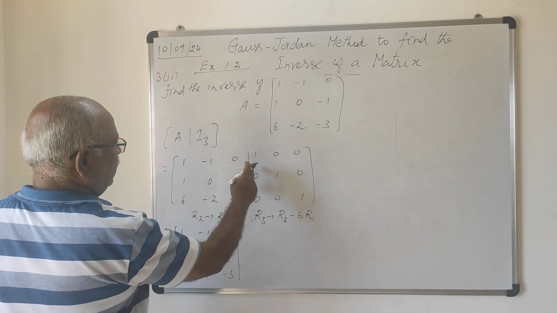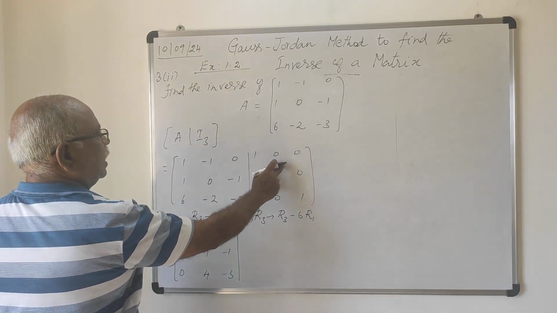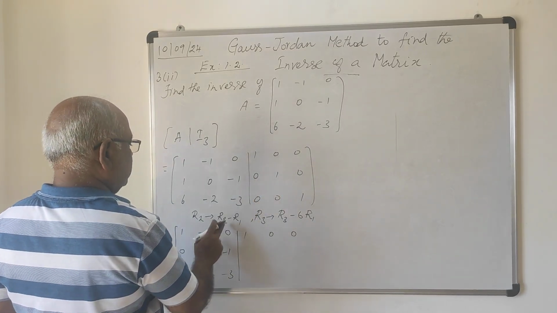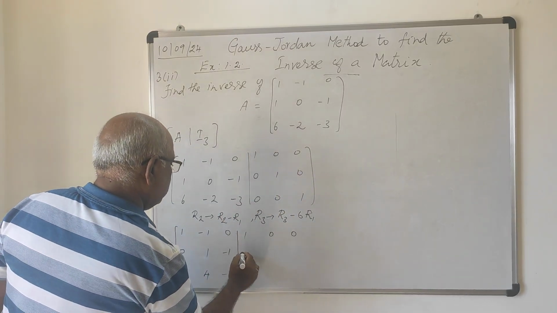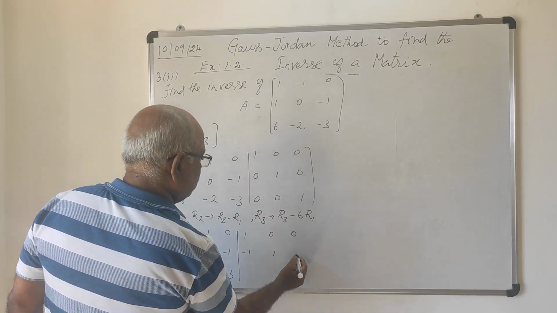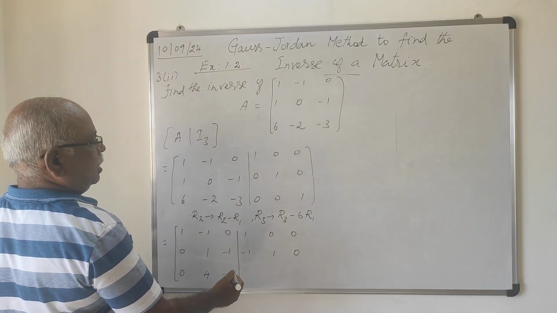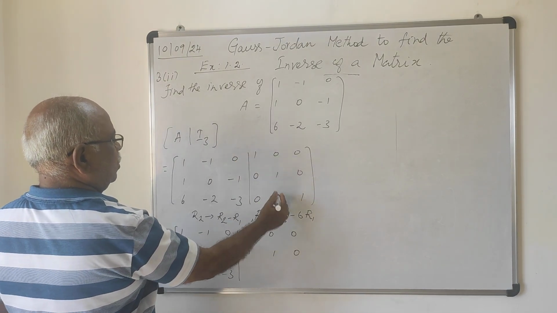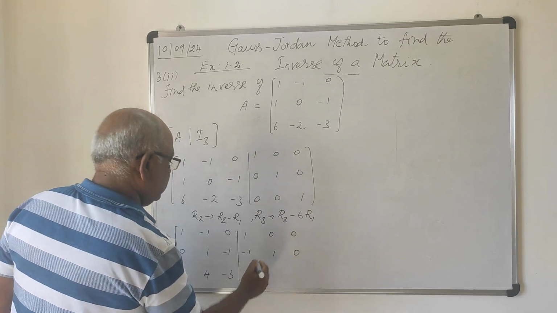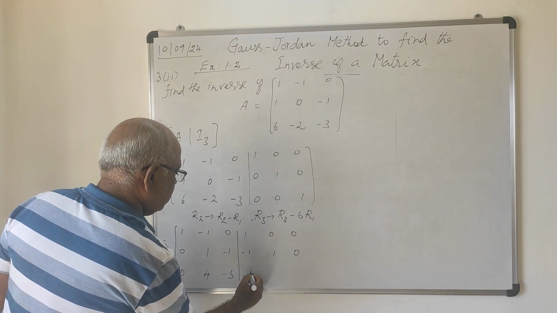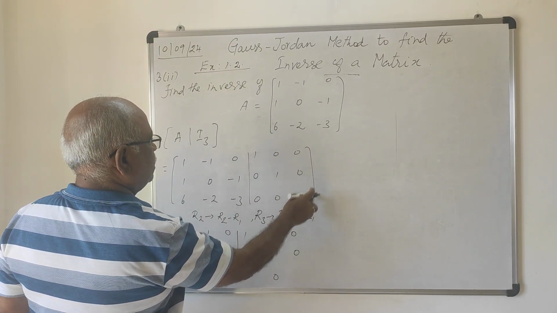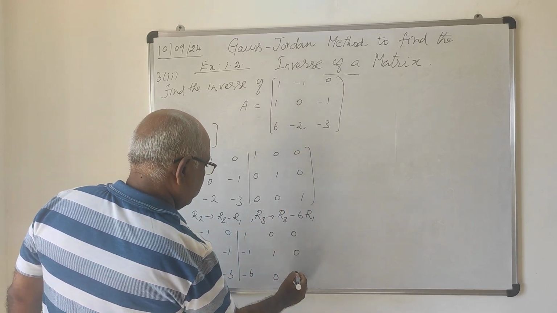Good. Next, similarly, the same operations you have to change in the identity matrix also. First, the identity matrix is 1 0 0. R2 minus R1: 0 minus 1 is minus 1, 1 minus 0 is 1, 0 minus 0 is 0. Next, R3 minus 6 R1: 0 minus 6 is minus 6, 0 minus 0 is 0, and 1 minus 6 times 0 is 1.